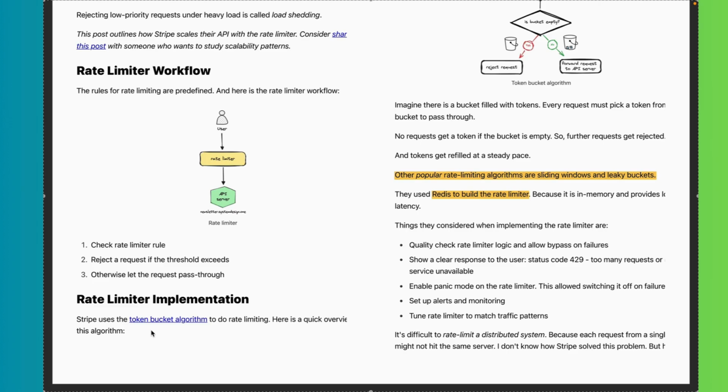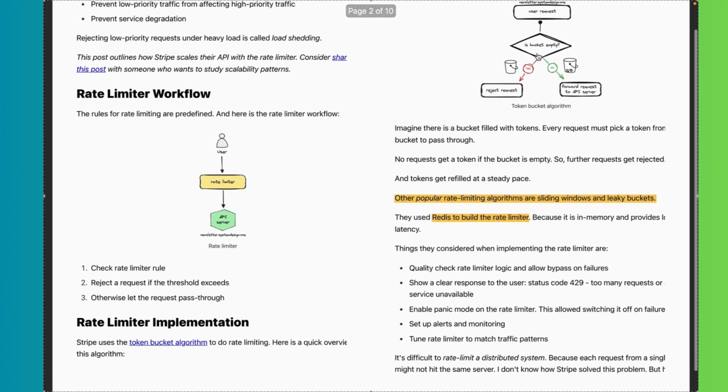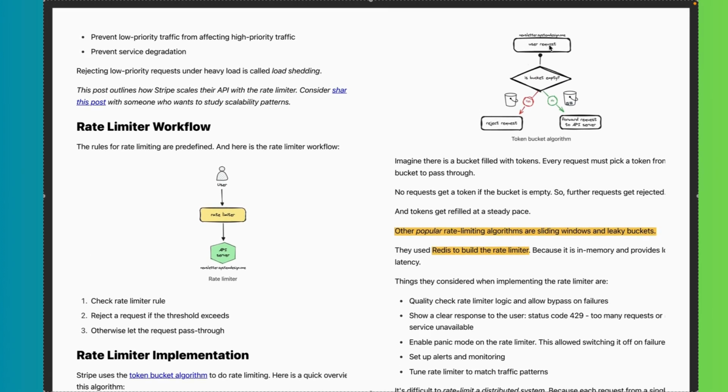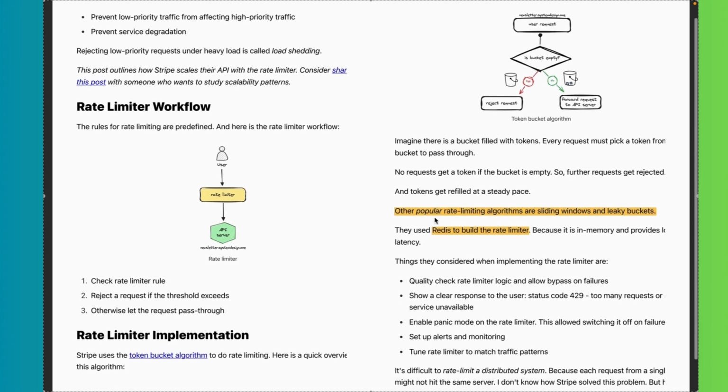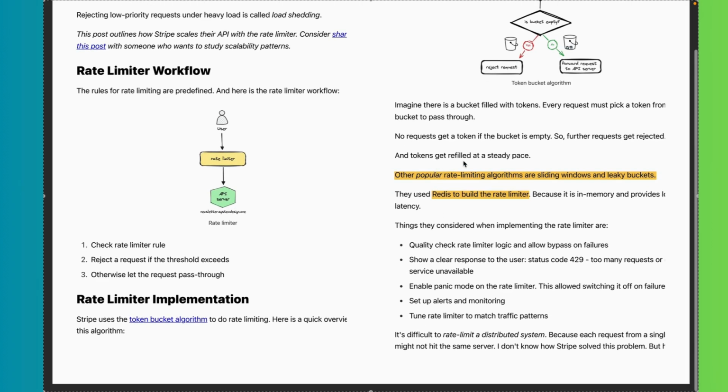So you have a limited number of tokens that you can use. In this diagram, you can see the user trying to request, and for each request it checks the bucket. If tokens are left, then you proceed. If no token is left, then the request is rejected. Tokens get filled at a steady pace. Similarly, there are other algorithms like sliding window, fixed window, and leaky bucket.